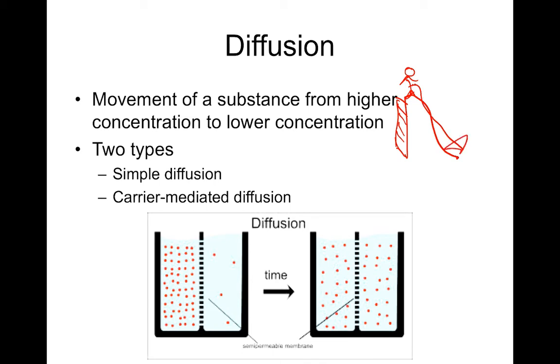When there's a high concentration of molecules in one area, it naturally wants to move to be at a more equal distribution throughout what we call the solution. And there are two types. We have simple diffusion and we have carrier-mediated diffusion. Here in this picture, you can see that we have two beakers, if you will, and a semi-permeable membrane in the middle. And if we allow time and what we call Brownian motion, the natural movement of the molecules over time, the molecules will become equally distributed throughout the solution and across the membrane.